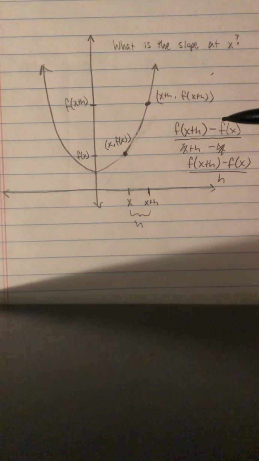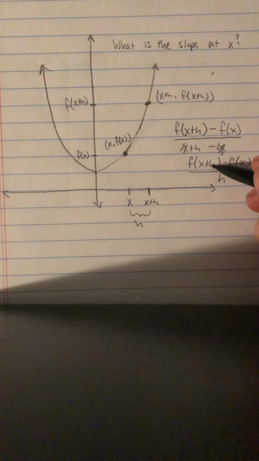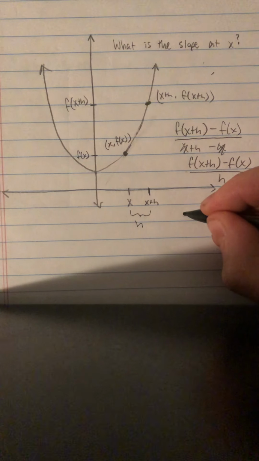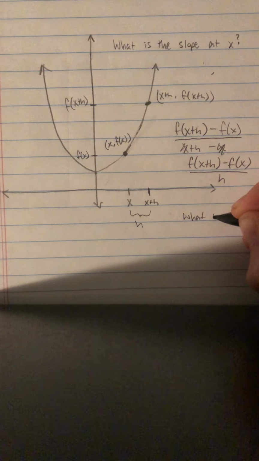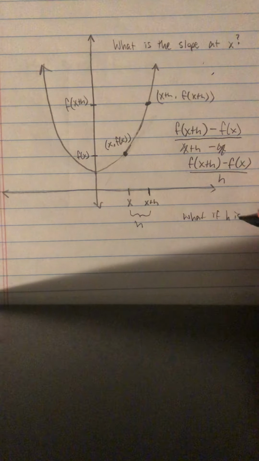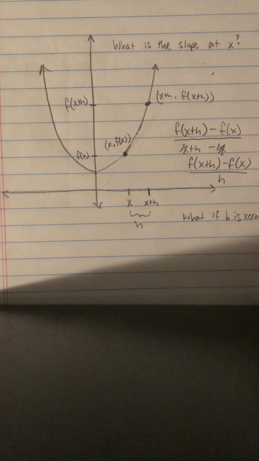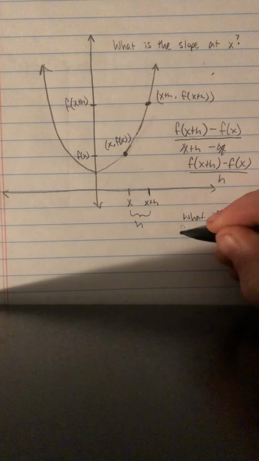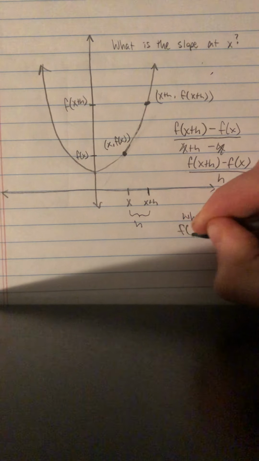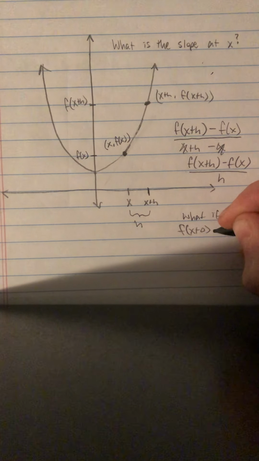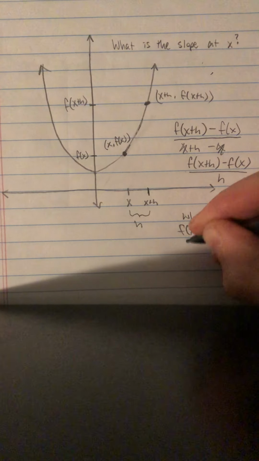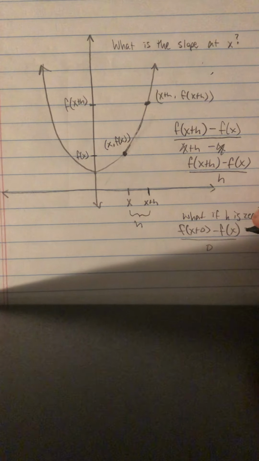Okay, so you're probably thinking, well, let's just plug in a 0 for the h. Like if you plug in a 0, you'd have f of x plus 0 minus f of x over 0.